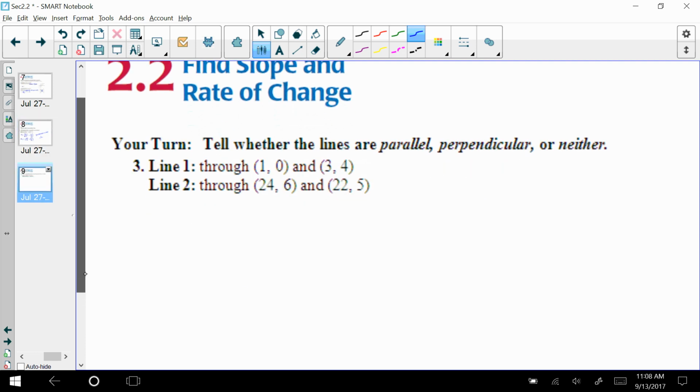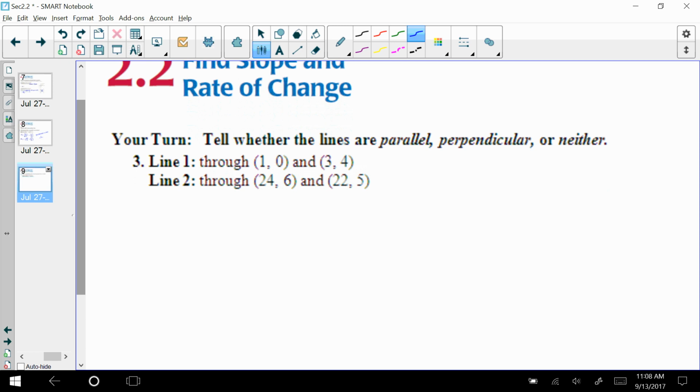Okay, try the last example on your own. Tell whether the lines are parallel, perpendicular, or neither. Feel free to pause the video and then return when you're done, and I'll walk through the worked out solution.